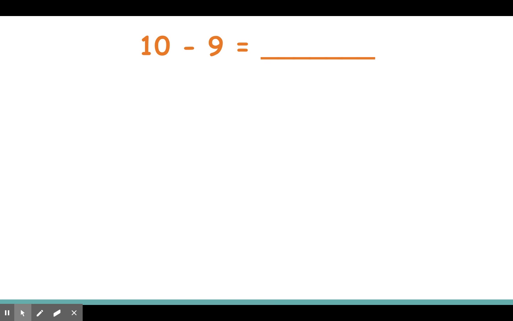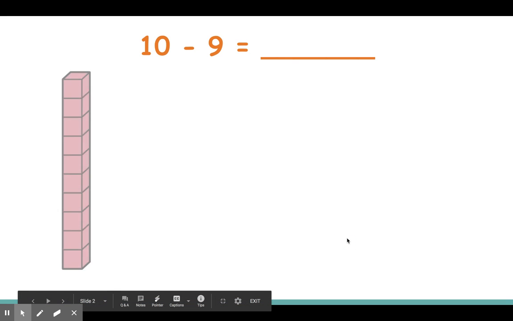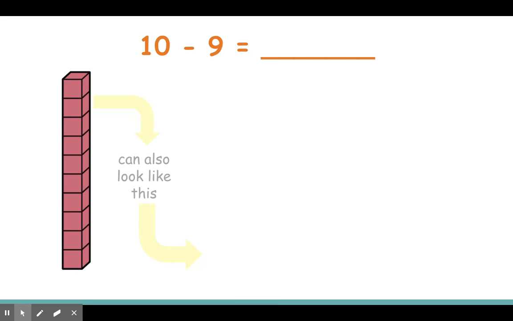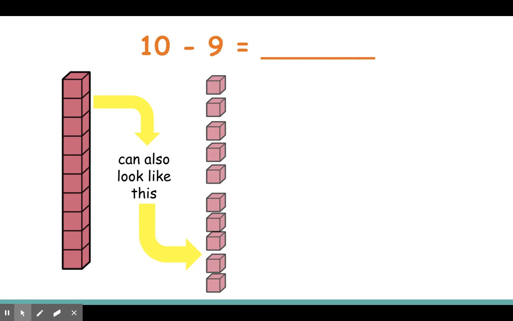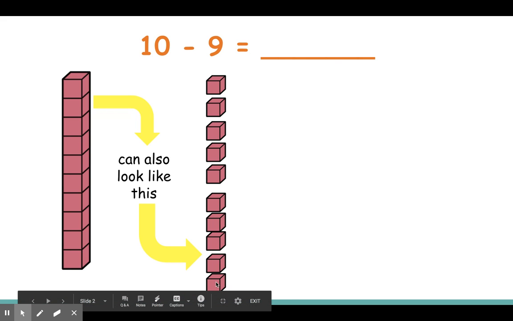10 subtract 9 equals. Now we want to solve this by taking away 9 ones from our group of 10. We can represent our group of 10 using our place value 10 stick like this. We can also represent our group of 10 like this. You'll notice that there are still 10 ones. Let's count them together. 1, 2, 3, 4, 5, 6, 7, 8, 9, 10. The only difference between our 10 stick here and our 10 ones here is our 10 stick is stuck together, whereas the 10 ones we have over here have been broken apart into two groups of 5.